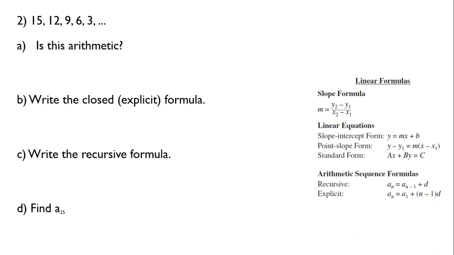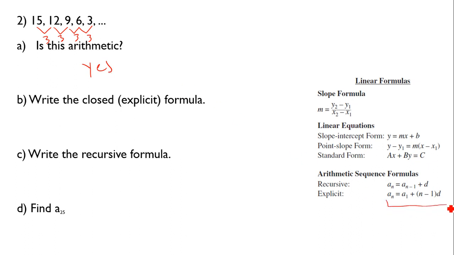Let's check out this one. So let's see first if we think it is arithmetic or not. So looks like I'm going down here, down here, down here by 3 each time. Okay, we're going down by 3 each time. Yep, it is arithmetic. Okay, so we're then asked to write the explicit formula.